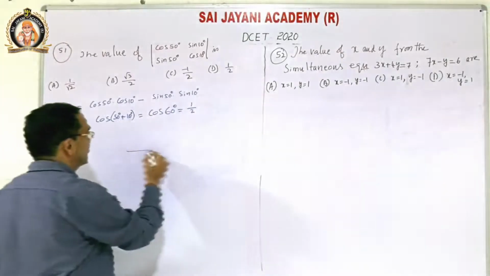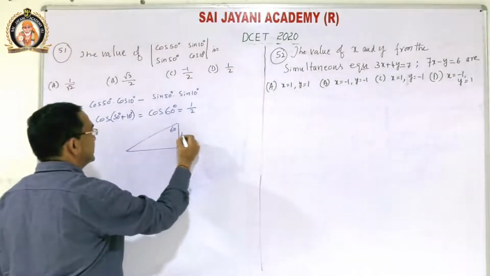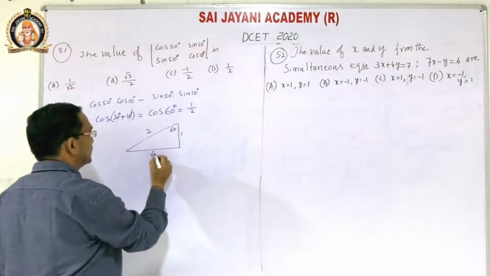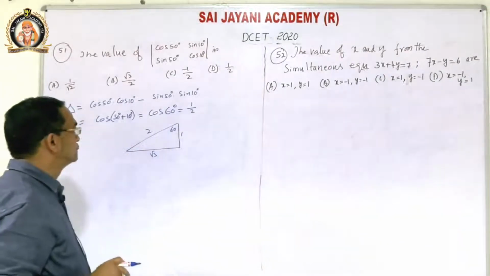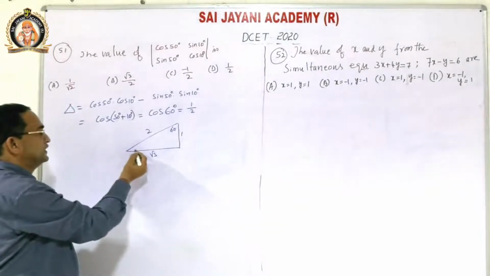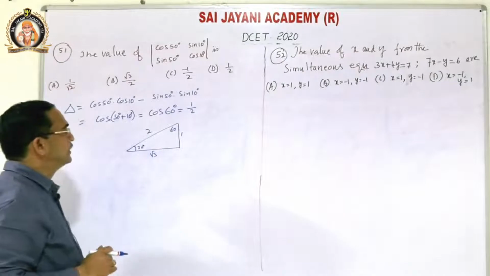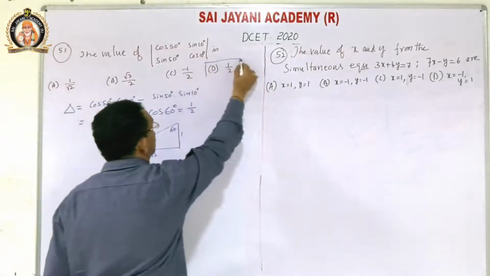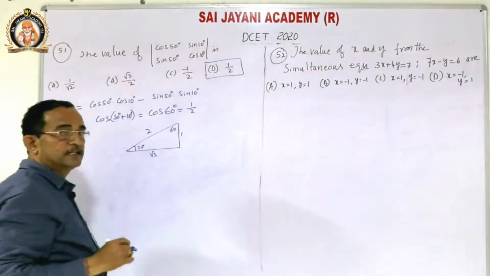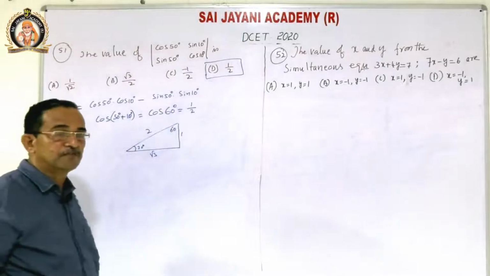I hope you can recall the values for 30 degree and 60 degree. This is the 60 degree triangle, with sides 1, 2, root 3. See here, adjacent side is 1, hypotenuse is 2. For sin 30 degree it is 1 by 2, opposite side by hypotenuse. So according to this problem, D is the right answer. Now we shall come to question number 52.